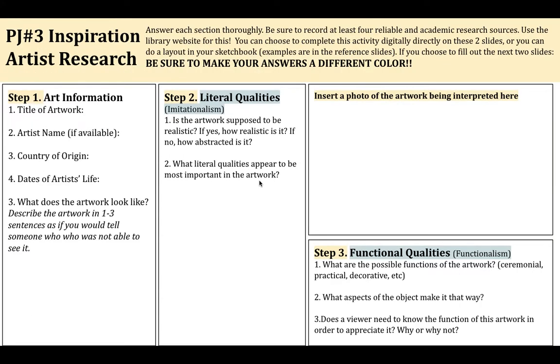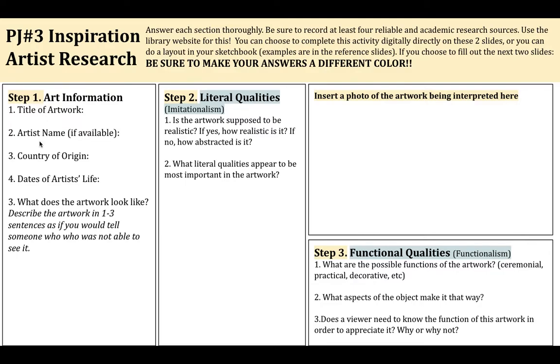So this is the slide number 1. The directions are at the top. Answer each section thoroughly. Be sure to record at least 4 reliable and academic research sources. Use the library website for this. You can choose to complete this activity digitally directly on these 2 slides, or you can do a layout in your sketchbook, and examples will be in future slides. If you choose to fill out these next 2 slides, make sure to make your answers a different color so that I can see my question versus your answer, because that makes it easier visually for me to read.